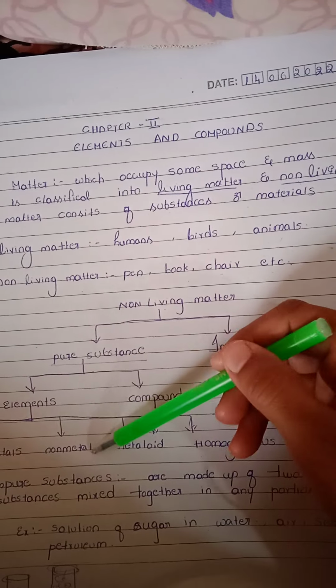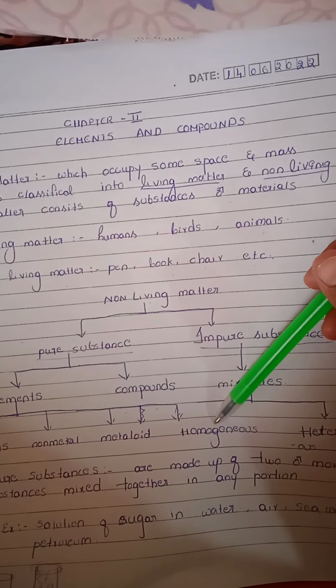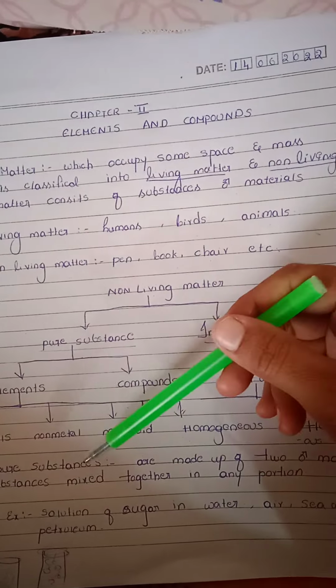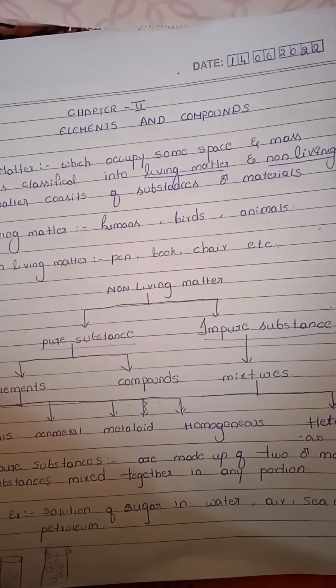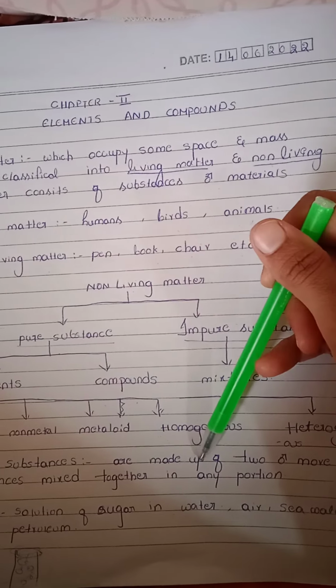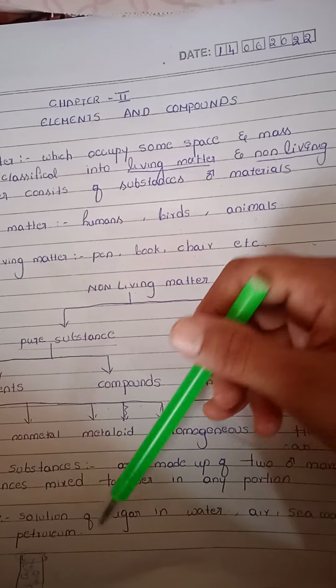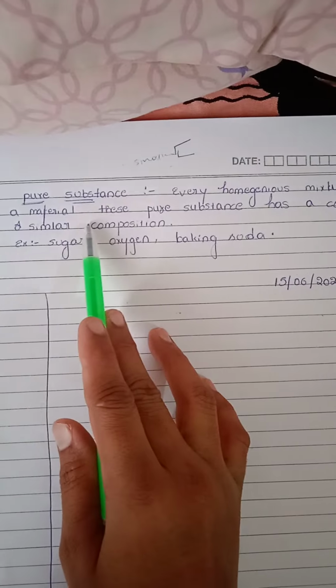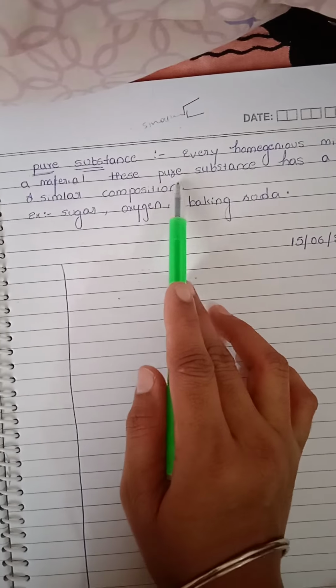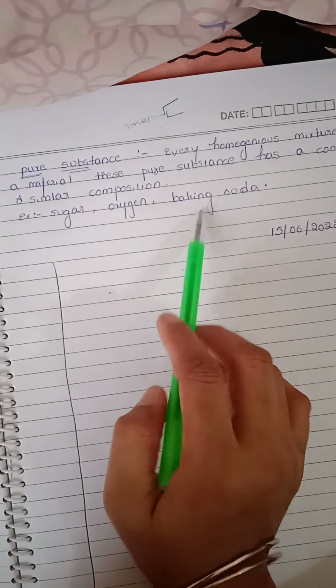Elements are nothing but metals, non-metals, metalloids, and mixtures are classified into two types, homogeneous mixture and heterogeneous mixture. What is meant by pure substances and impure substances? Impure substances are made up of two or more substances mixed together in any proportion. For example, sugar solution, water, air, sea water. And pure substances are nothing but every homogeneous mixture of a material. These pure substances have a constant or similar composition. For example, sugar, oxygen and baking soda.